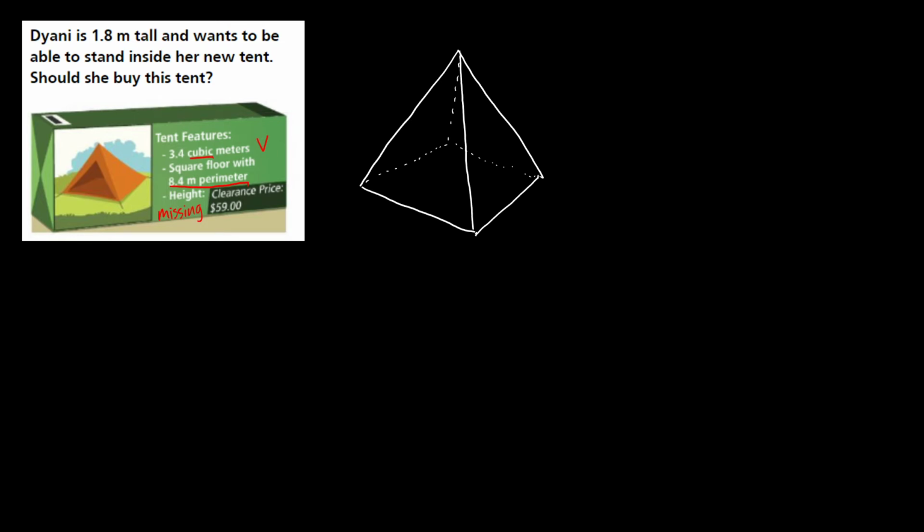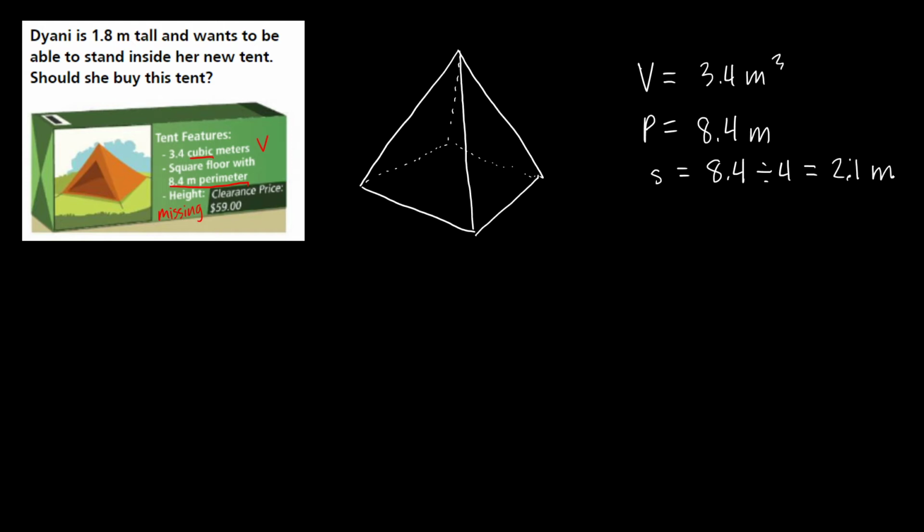Okay, so this is about the shape of our tent. So let's fill in what we know. We know that the volume of the tent is 3.4 meters cubed. We also know that the perimeter is 8.4 meters. The perimeter of the base of the tent is 8.4 meters, which means each side is going to be that perimeter divided by 4. It's a square floor, so all of the sides should be the same. So each side is going to be 2.1 meters. So length and width are 2.1 meters.